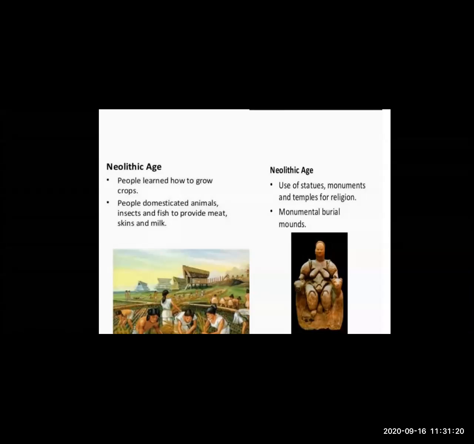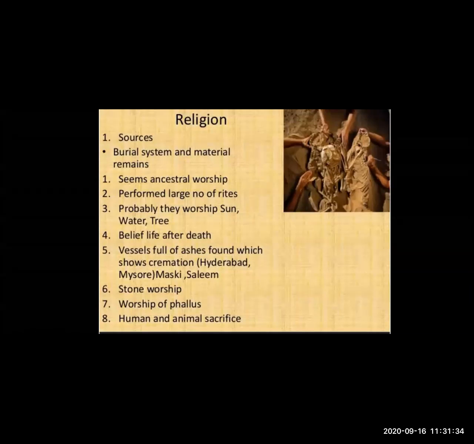A very good example is the Taj Mahal. Yes, it is a monumental burial place, the place where the people bury. Okay, in the monument where the people bury. The religion sources: the first one is sources, burial system, and material remains. Burial system means when the person used to die, they used to bury them, and whatever material remained, they used to keep as it is.